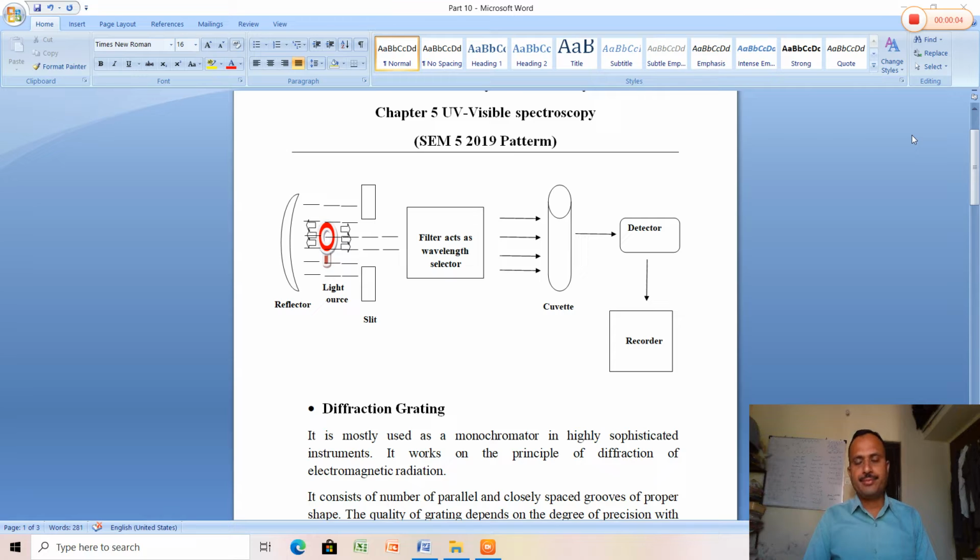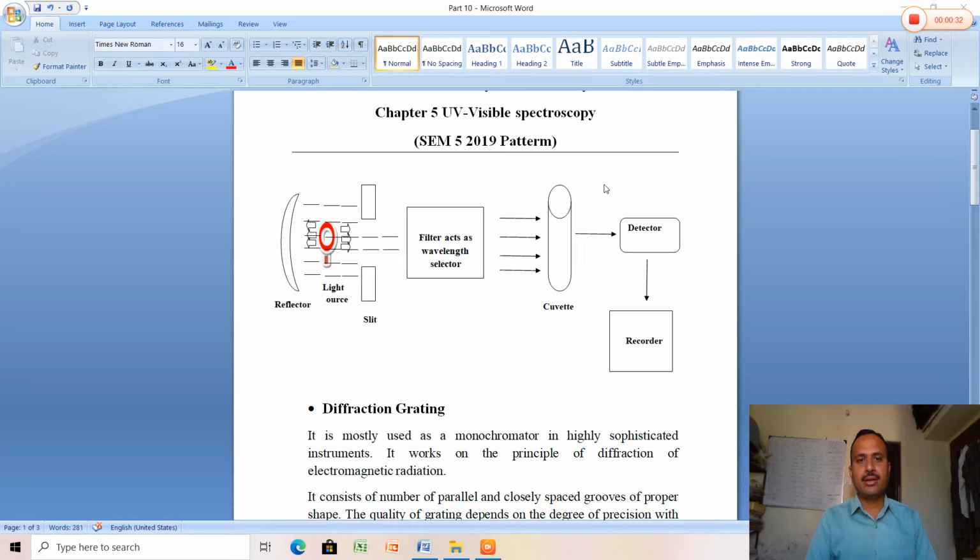Good morning, friends. This lecture is related to UV Visible Spectroscopy. We have learned about some instrumentation related to UV Visible Spectroscopy, especially the colorimeter. In the last lecture, we took a wavelength selector, such as the prism, and studied it. Now, in this lecture, we will study the diffraction grating.